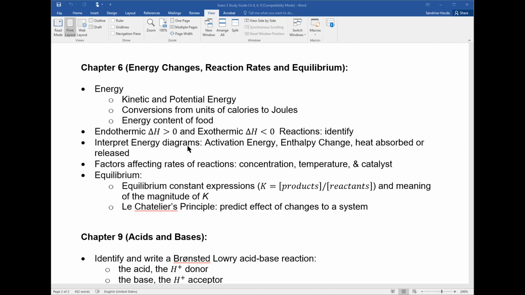Let's look at energy diagrams. You need to know what the activation energy is, the enthalpy change, and whether heat is absorbed or released. So what the diagram means, this is important to understand in those diagrams.